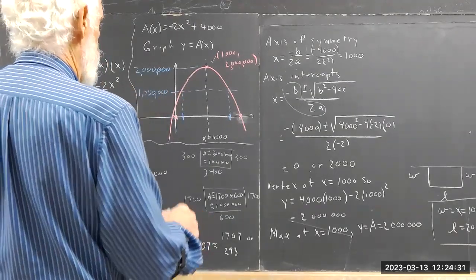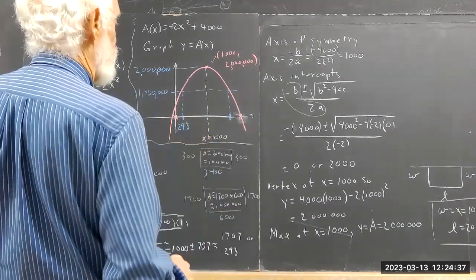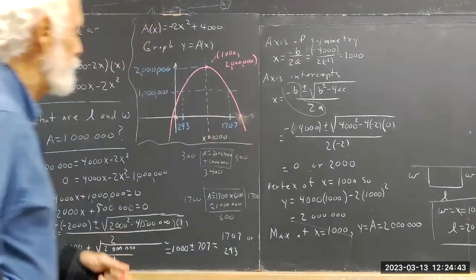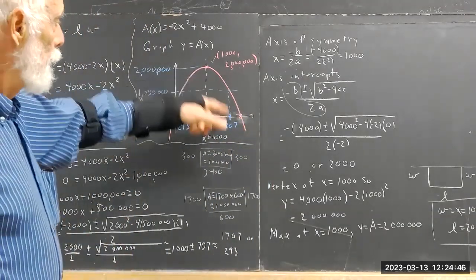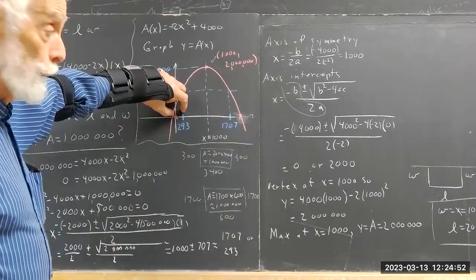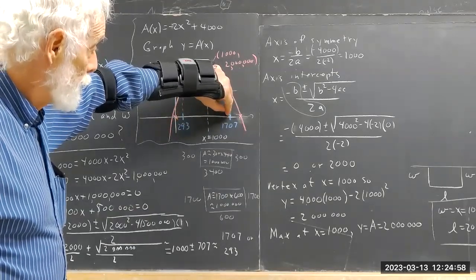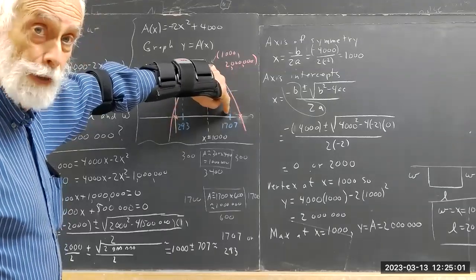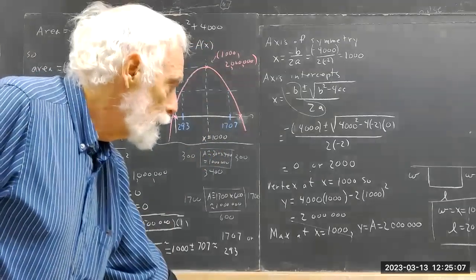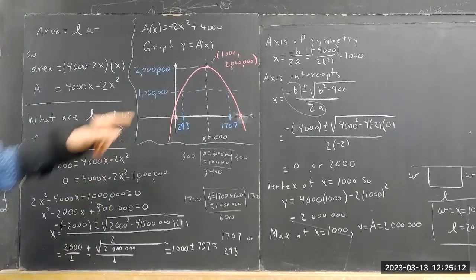We solved for that, and we found that that was about 293. Another solution was about 1,707. In other words, our graph is consistent with our equations because on the scale of this graph, 293, about 300, makes perfect sense if this is 1,000. And if this is 2,000 here, 1,707, between 1,000 and 2,000, looks about right as well. So we want to understand that the picture is consistent with the solution we got for when x for the area is 1 million.